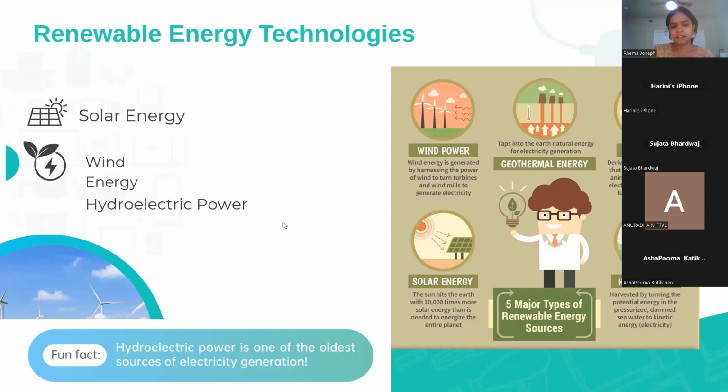And I have an interesting fact also, as you can see at the bottom of the slide, where hydroelectric power is one of the oldest sources of electricity generation, the source that we all depend on. Ever since I knew electricity existed for all of us, that is there, and that is how we all grew up, and it will most likely continue.